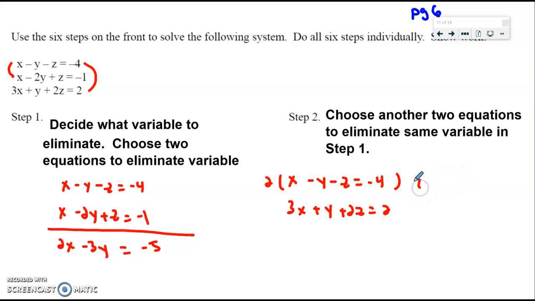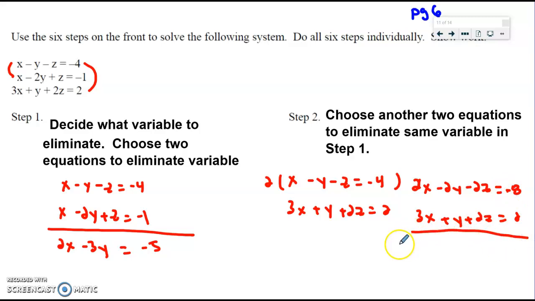So I have 2x minus 2y minus 2z equals negative 8. And then I have 3x plus y plus 2z equals 2. So I'm going to add these two equations together. And when I do that, I got 5x minus 1y equals negative 6. Okay, so now I have two variables.